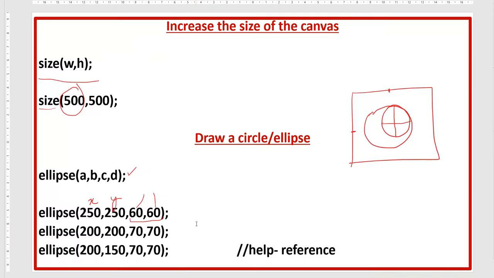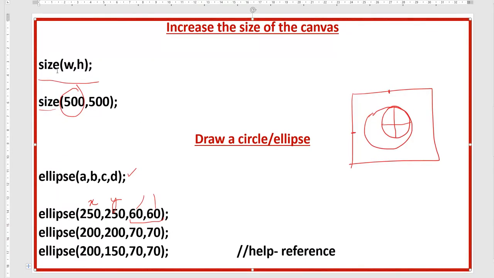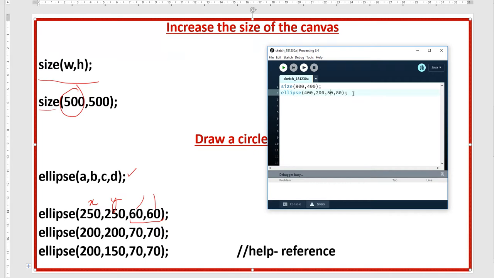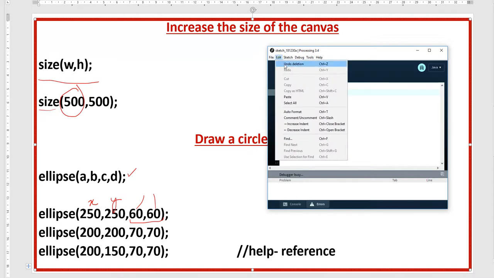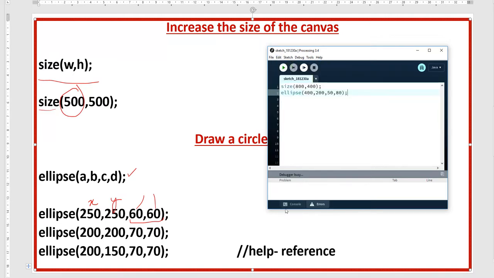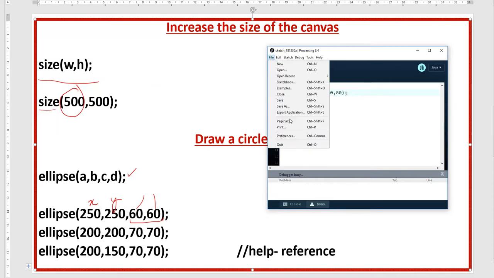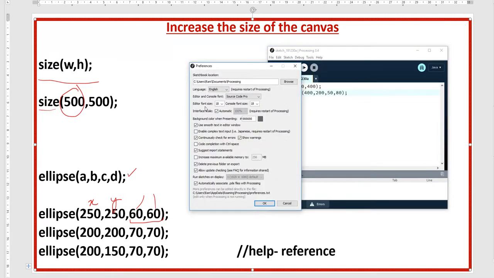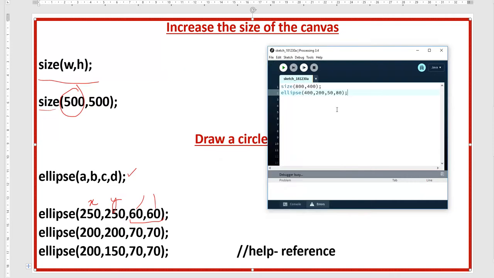So in this lesson you have learned how to increase the size of the canvas and how to make an ellipse or circle or oval, right? Always you have to use ellipse, the complete word. But one more thing I want to show you. Suppose by mistake you delete the ellipse and you want it back, so go to edit and this is the undo, so it will come back. And if you want to increase the font size, suppose you cannot see here, go to file and then preferences, and from here the editor font size, you can increase it according to your choice.